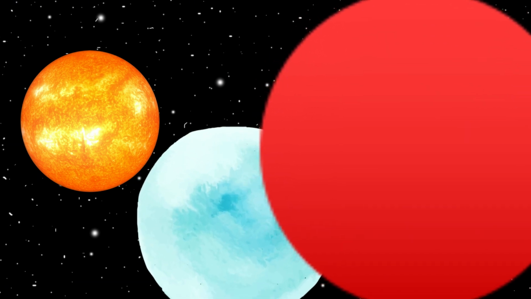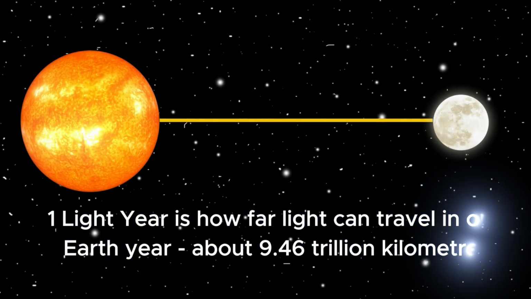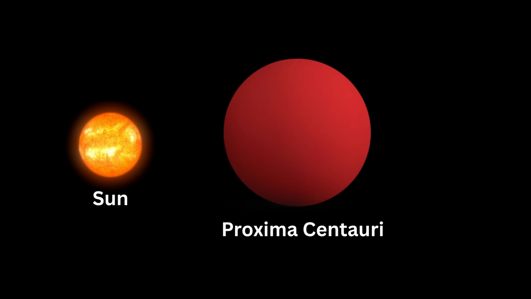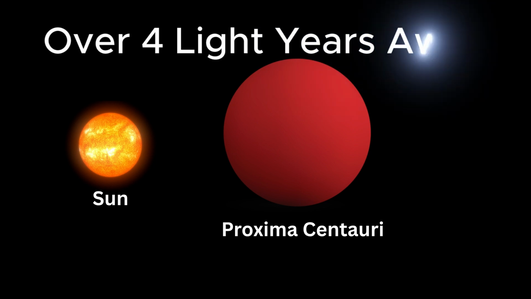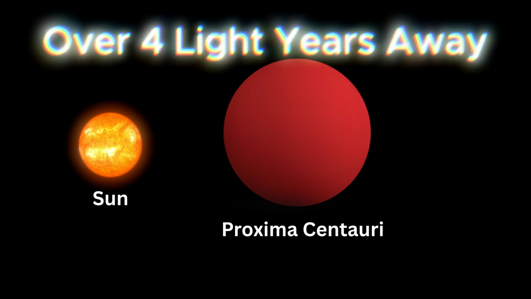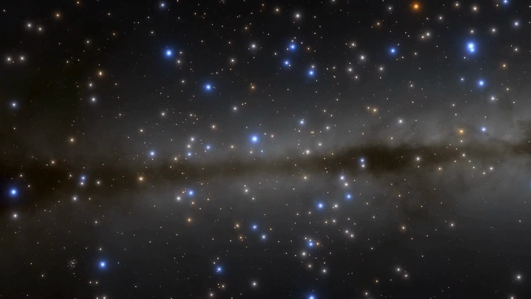Scientists use something called a light year to measure those huge distances. 1 light year is how far light can travel in 1 Earth year, about 9.46 trillion kilometers. Even the closest star after the sun, called Proxima Centauri, is over 4 light years away. So, the sun looks bigger than other stars because it's close to Earth. But it's not the biggest star. Far from it.